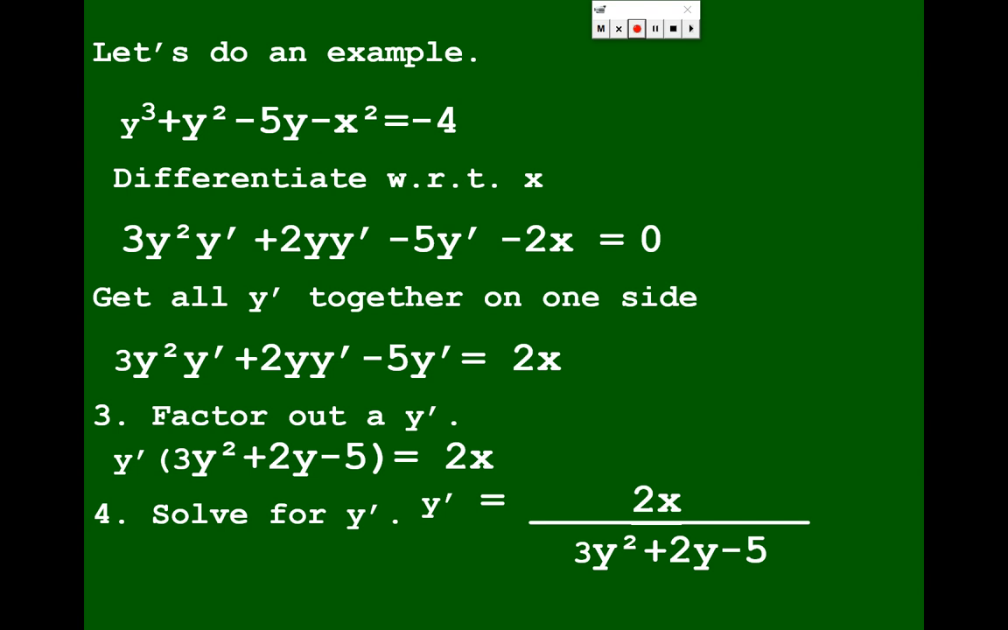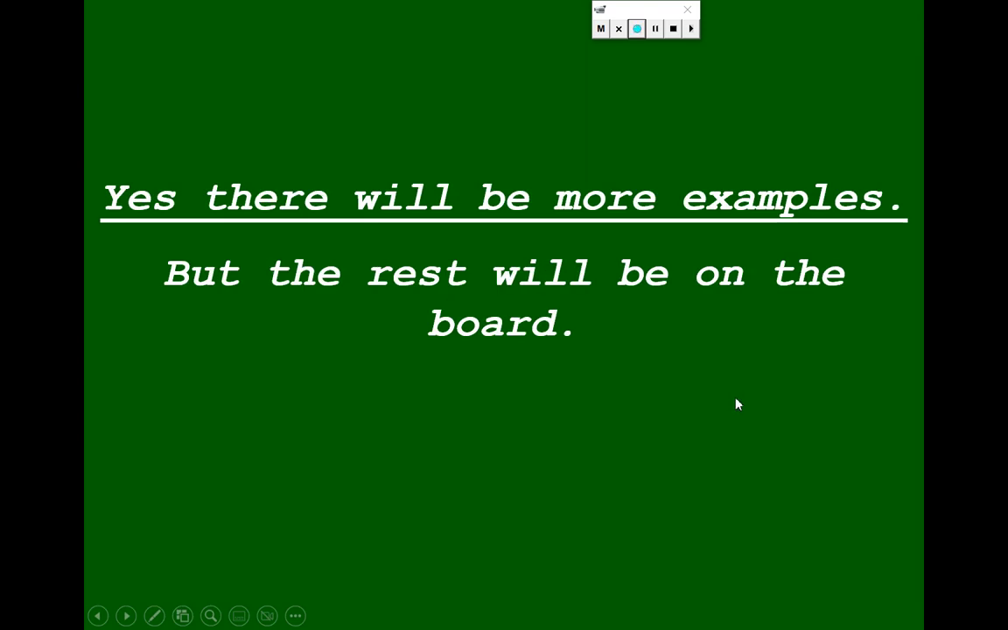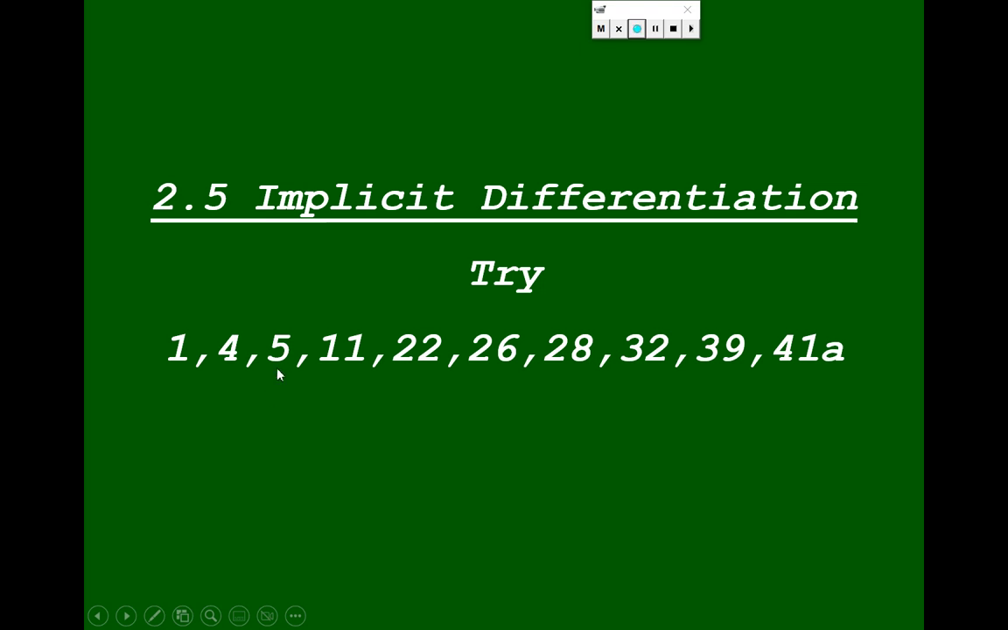Ladies and gentlemen, you've successfully taken a derivative implicitly. You didn't have to solve for y, but look at that. Y prime is by itself. All right. Again, rewind the video, pause it if you need to. Yes, there'll be more examples, but the rest of them will be on the board in class, okay? So remember, I'd like for you to try problems 1, 4, 5, 11, 22, 26, 28, 32, 39, 41A. We'll do some of those in class, and some of them I'll assign for homework.